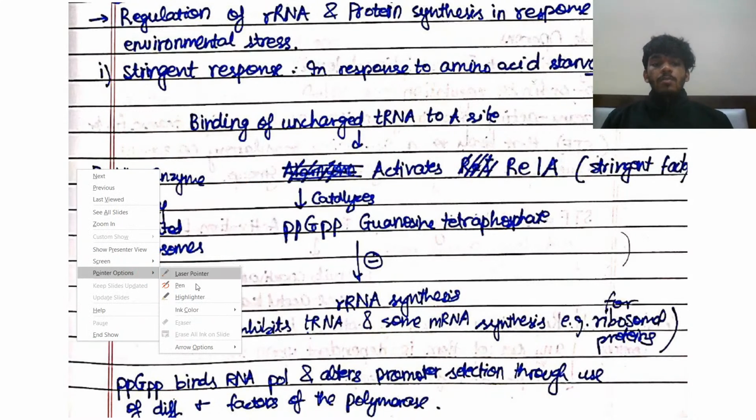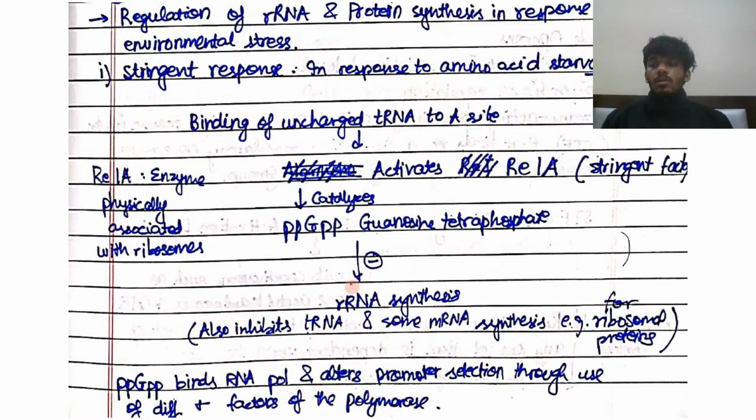So here I'm going to talk about regulation of rRNA and protein synthesis in response to environmental stress. Besides the Lac Operon and TRP Operon, there is regulation of RNA and protein synthesis in response to environmental stress. And which RNA is this? The ribosomal RNA, rRNA. So formation of proteins and formation of ribosomes as a whole is regulated in response to environmental stresses.